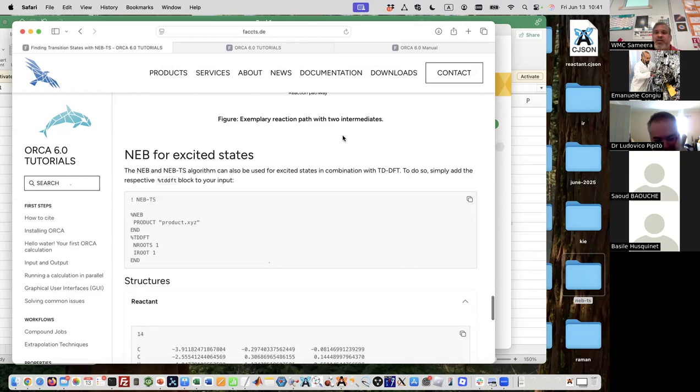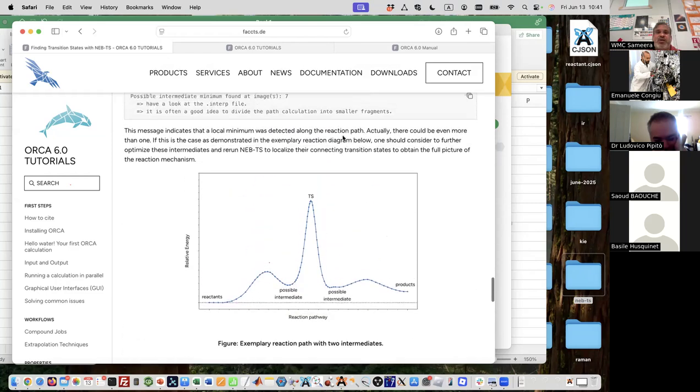What does the climbing image structure represent? The energy going up means you are approaching the transition state. So when you go energetically higher, you are climbing up the potential energy surface and approaching the transition state.